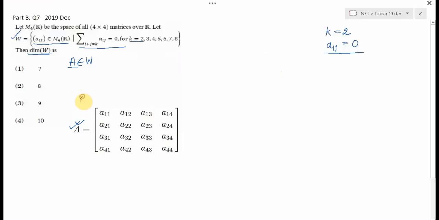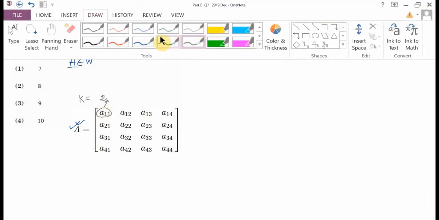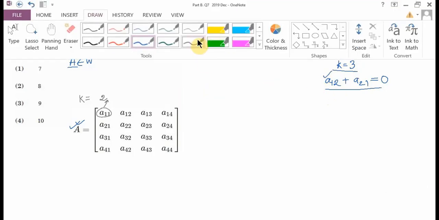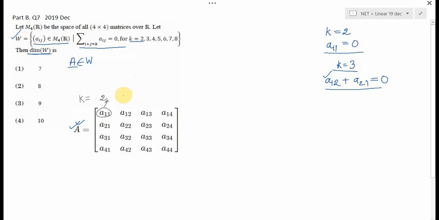For the value k equals 2, we have the entry A11. Similarly, if we take k equals 3, which are the possible entries whose suffixes add up to 3? There are only two entries, A12 and A21, and according to the condition these two entries should add up to 0. So for k equals 3 we have a relation between these two scalars.